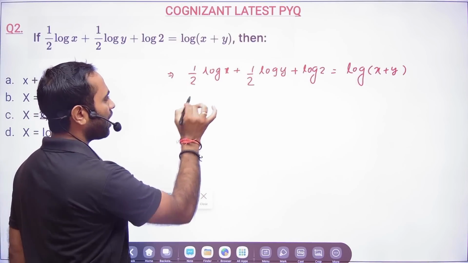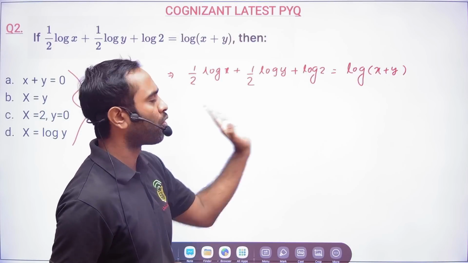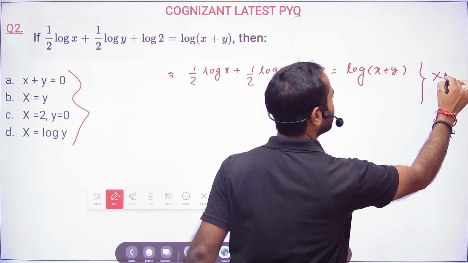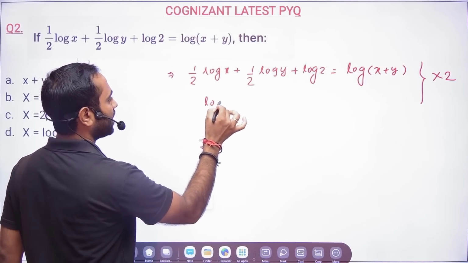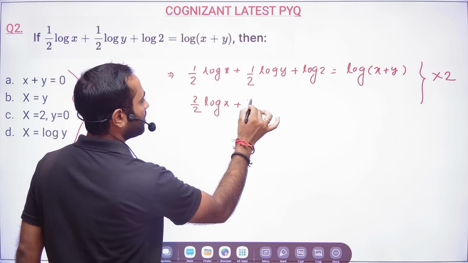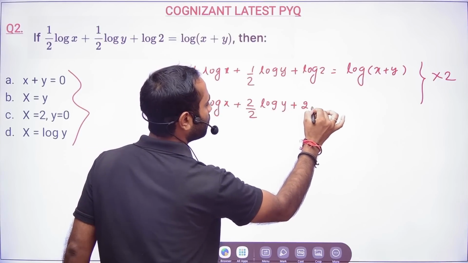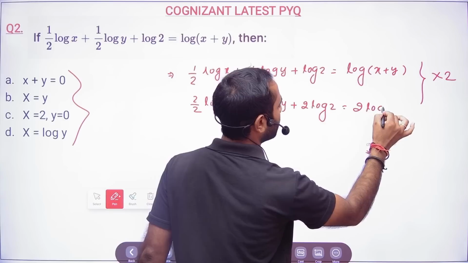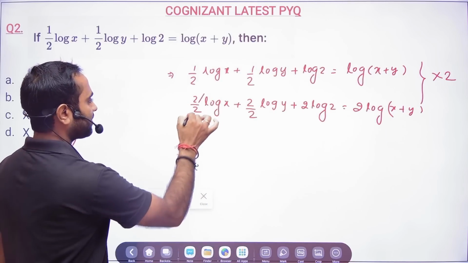Now friends, here we have 1 by 2. So why don't we do one thing? Let us multiply by 2 on both sides, on LHS also, on RHS also. Nothing will change basically here. If we multiply by 2, then 2 by 2 will get cancelled, since 1 by 2 is already there. Log x plus again 2 by 2 because we are multiplying 2 everywhere. And then here 2 into log 2. And then it will be 2 log of x plus y. Clear? Now this is cancelled, this is cancelled.